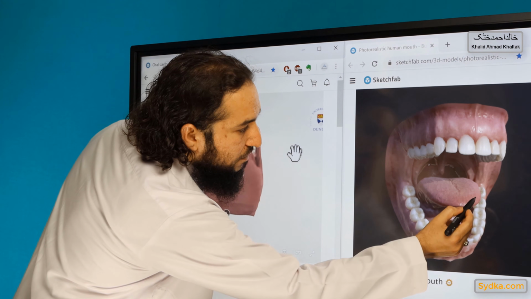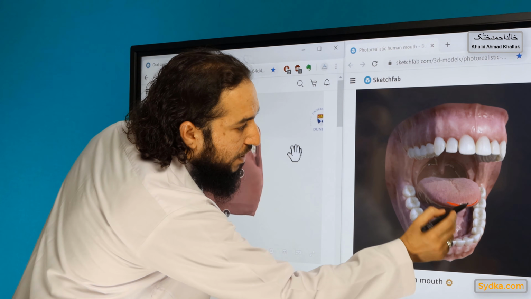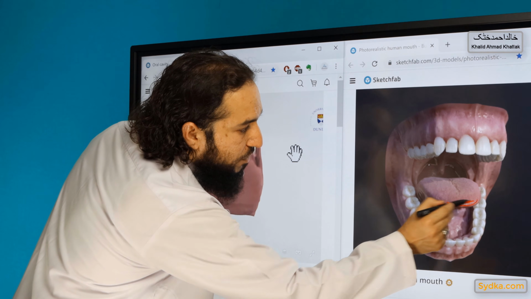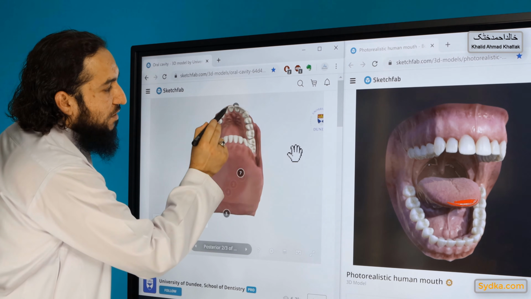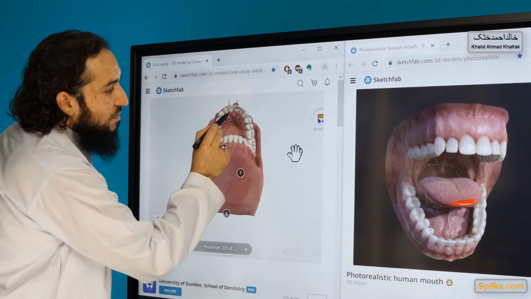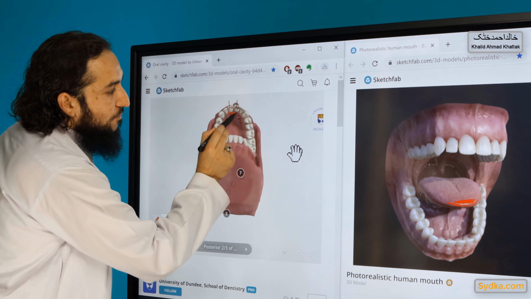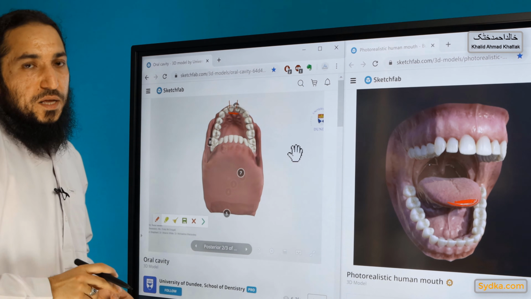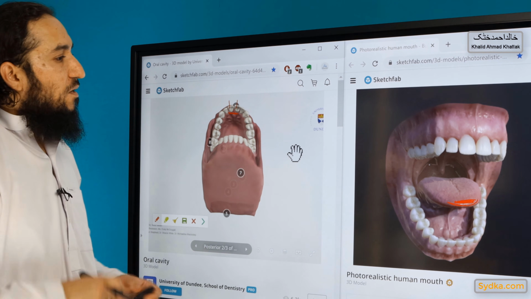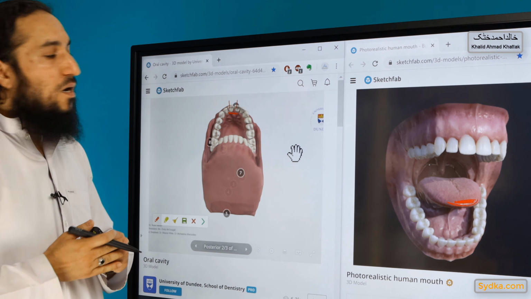So we have the tip of the tongue, but we will be using the top part of the tip of the tongue. These are the top 2 incisors, and the tongue will be touching these gum lines of the top 2 incisors, the flapping.